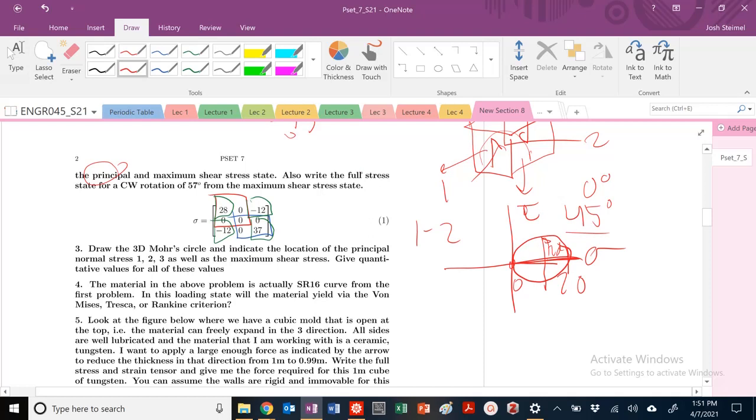And then finally, it's asking me to write the full stress state for a clockwise rotation of 57 from the maximum shear stress state. So I know from this original stress state, I need to rotate 45 degrees counterclockwise, so positive 45 degrees from here. Then if I rotate back 57, my final change in rotation, so 57 clockwise, is 45 minus 57. So that would be the rotation to get there.